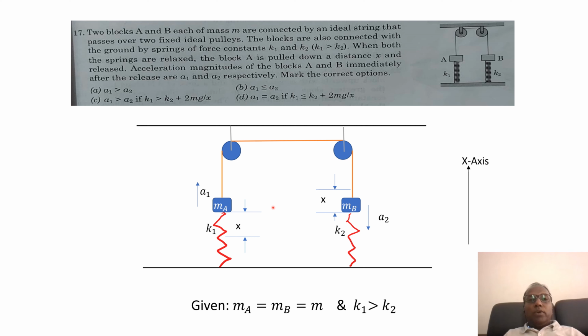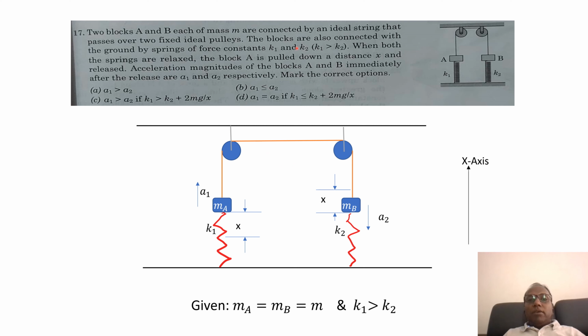that passes over two fixed ideal pulleys. So what is this ideal string? Ideal string, you should consider it as massless and inextensible, means its length will remain constant even when it is loaded. Okay, and ideal pulley means the pulley is massless, no mass, and frictionless.